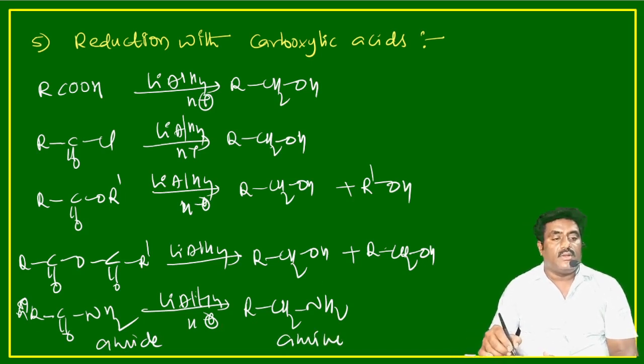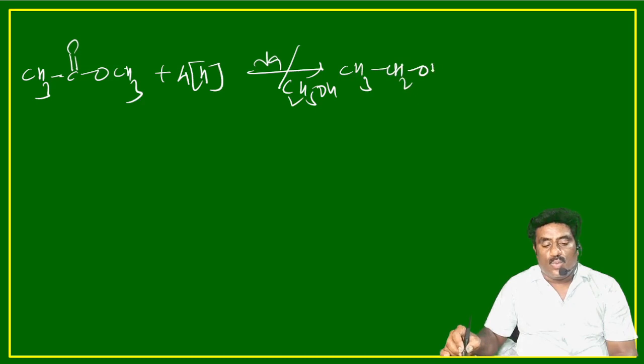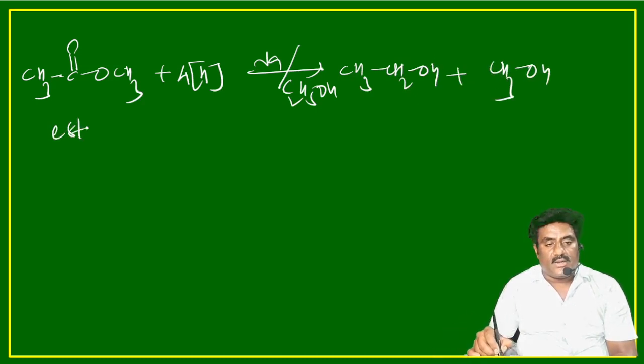Next, let's move on. Esters also reduce to alcohol. The reaction is Bouveault-Blanc reduction. Ester CH3 C double bond O OCH3 in the presence of sodium and ethanol gives alcohol, CH3CH2OH plus CH3OH. An ester is also reduced by sodium and ethanol.